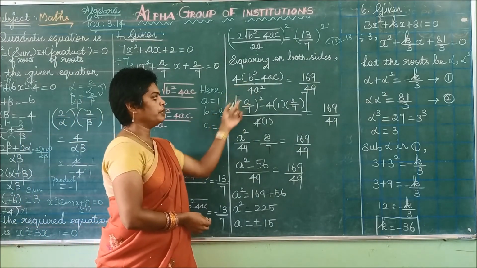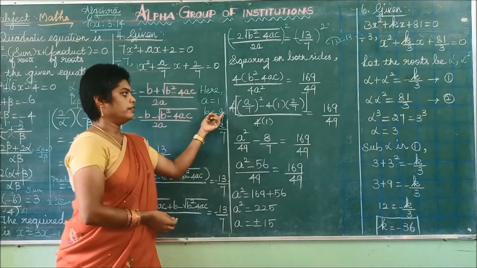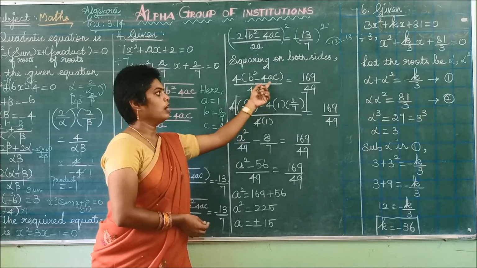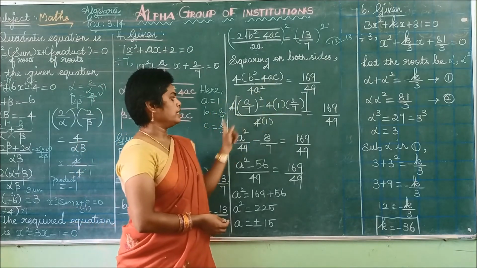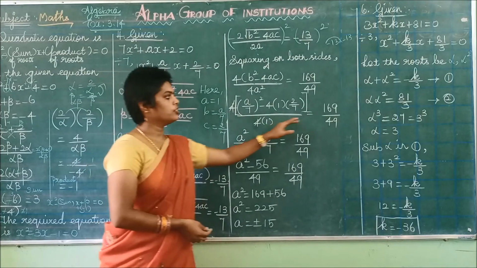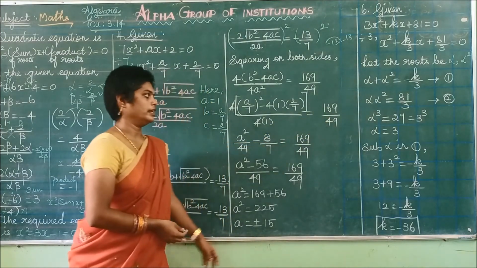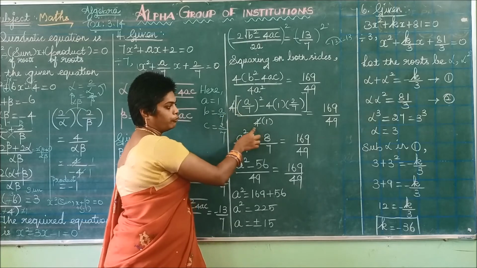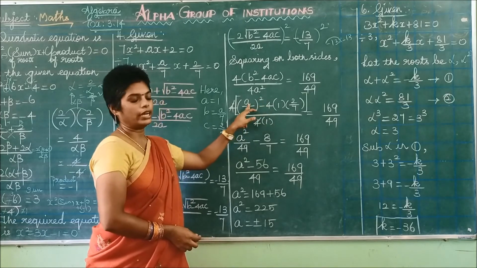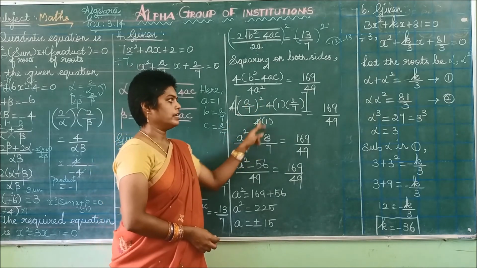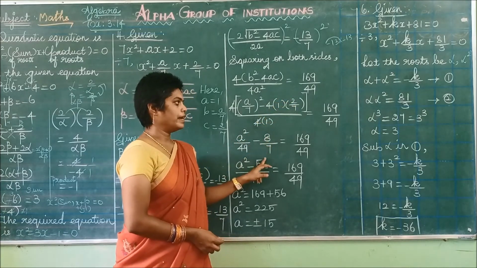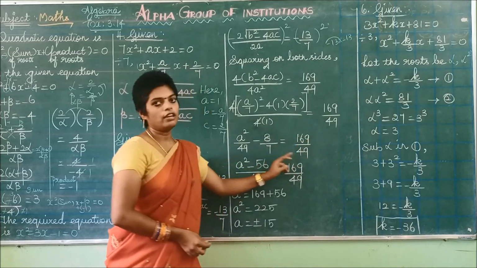4 into, instead of this b squared, you can apply the value of b. What is b? A by 7. A by 7 whole square minus 4 into, our a is 1 into c is 2 by 7, whole divided by 4 into 1 squared is 1, which is equal to 169 divided by 49. Now you can cancel this numerator 4 and denominator 4. What are the remaining terms? A by 7 whole square. You can apply the square. A square divided by 49 minus 4 into 1 into 2. 4 into 1 is 4, 1 into 2 is 8. 8 by 7, which is equal to 169 by 49.